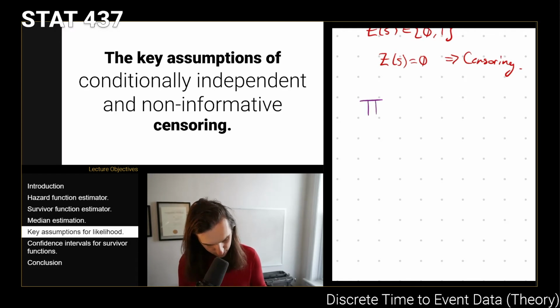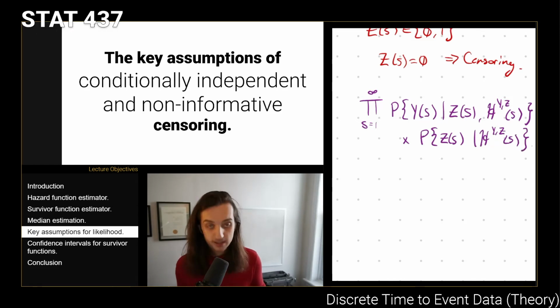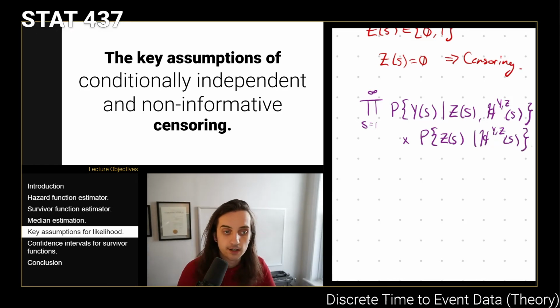So this could become the product from s equals 1 to infinity. In the first term, we want to just have a ys, which means we need to condition on zs as well as on the joint history. And then we multiply that by the probability of zs, and here we're conditioning just on the joint history, right? So there we're just using the definition of a joint distribution based on the conditional decomposition.